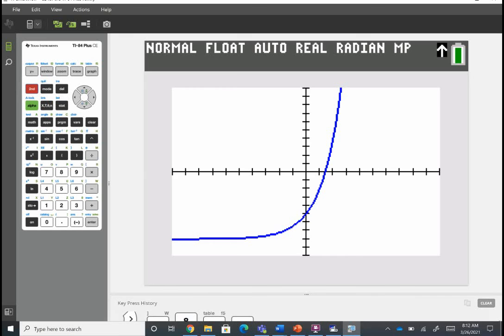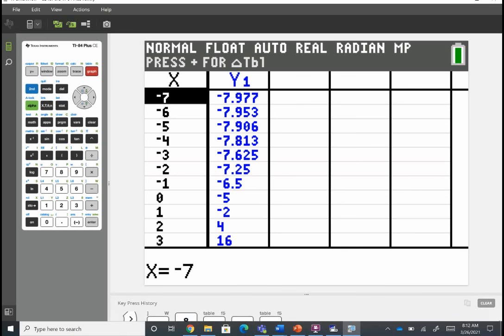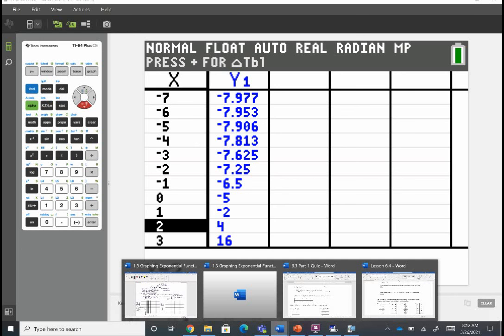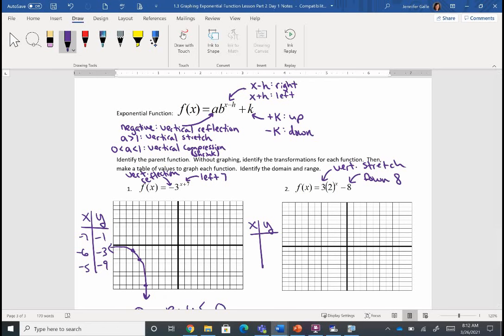Let's see if we can find some good values to graph. So second graph. And I'm going to scroll down just a little bit. Actually, I really don't need to. I guess I've got some good ones right there. So I'm going to go with 0, -5, 1, -2, and 2, 4. Those look awesome. Those look easy to graph. So 0, -5, 1, -2, and 2, 4.